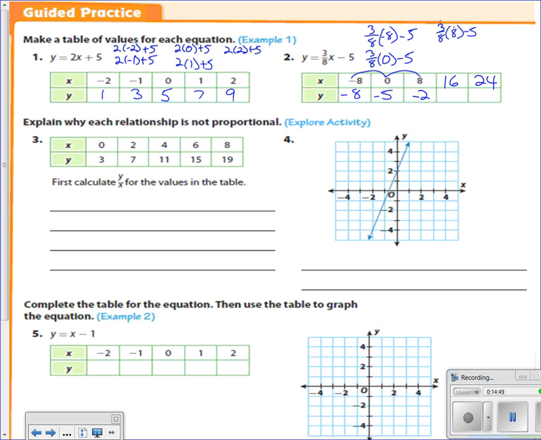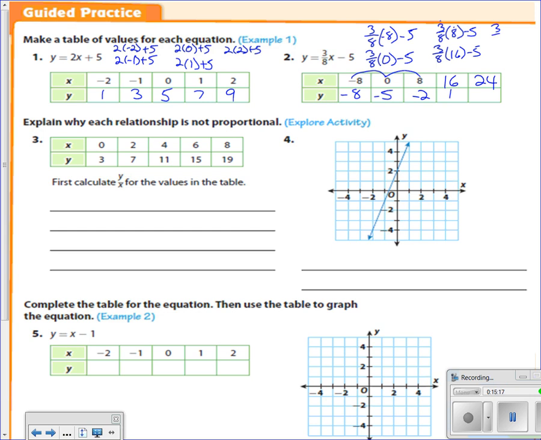Okay, so let's do 3/8 times 16 minus 5. Use your calculator. 3 times 16 and divide by 8. So you got 48 divided by 8, which is 6. 6 minus 5 is 1.